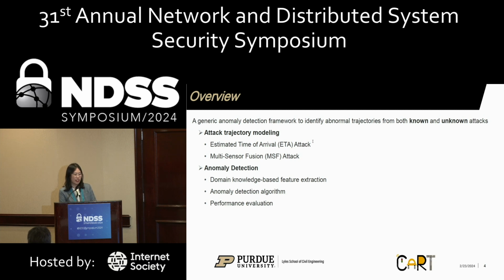We selected two complicated and representative attacks, the ETA attack and the MSF attack, for the attack trajectory modeling. So the ETA attack will generate falsified trajectories with abnormal longitudinal driving behaviors, and the MSF attack will generate falsified trajectories with abnormal lateral driving behaviors. We consider both attacks as complicated attacks that take the vehicle dynamics and the vehicle kinematic parameters into consideration. And for the anomaly detection part, we utilize our domain knowledge to select the features from the trajectories and then train an anomaly detection algorithm. So we evaluate the model performance with both known and unknown attack trajectories.